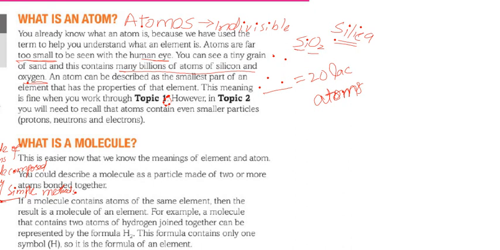Okay, is it clear? If you want to describe an atom, you will say that an atom can be described as the smallest part of an element that has the properties of that element. This meaning is fine when you work with topic 1. However, in topic 2, you will need to recall that the atom contains even smaller particles called electrons, protons, and neutrons. We will be studying them over there, even smaller particles which you have not studied in this book yet.